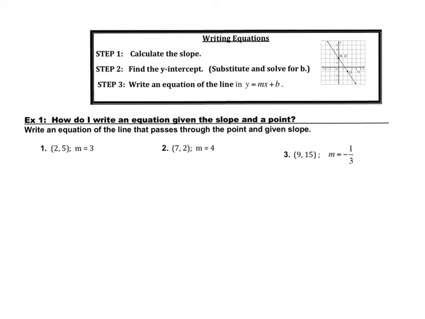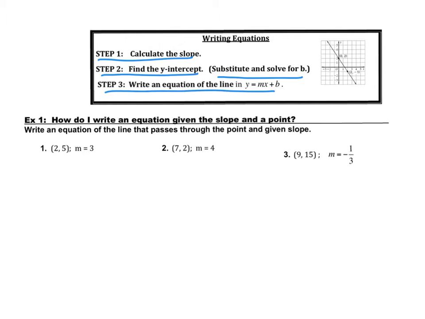So just like in the previous lesson, our step 1 is to calculate the slope. Step 2 is to find the y-intercept, and we can substitute and solve for b. We're going to be doing that in today's lesson. And step 3 is to write the equation of the line back in the y is equal to mx plus b. So let's take a look at what we're given in number 1.